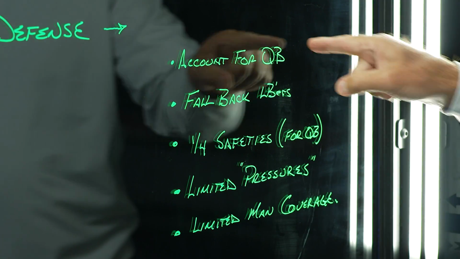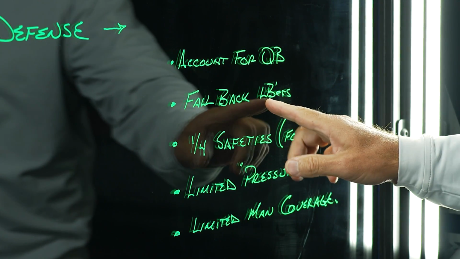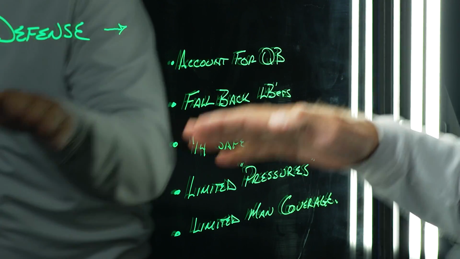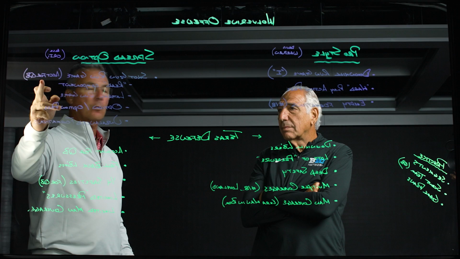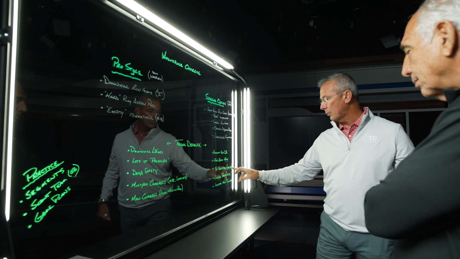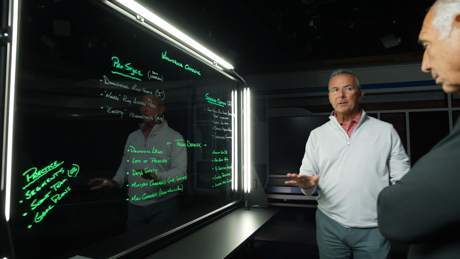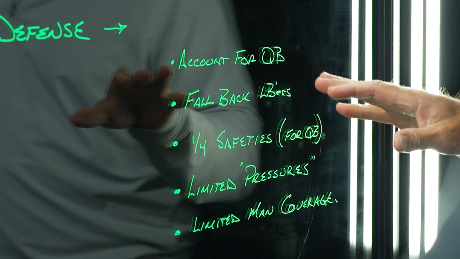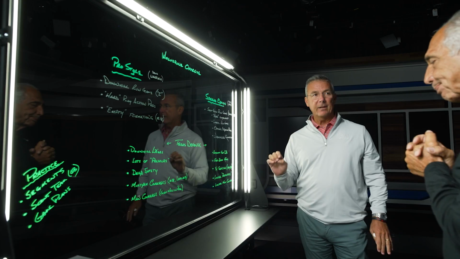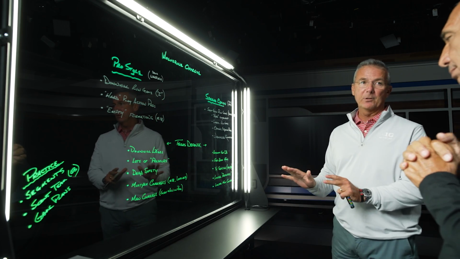How do you defend it? You account for the quarterback. You fall back linebackers. You don't want downhill linebackers to match the lateral run game. Quarter safeties, why? Account for the quarterback. Right. Have the safeties down, account for the quarterback. You don't want to blitz the spread offense. You know why? Because of option. If you get it on the outside, it's out. And man coverage, when you have an athletic quarterback, you don't want to play much man coverage.